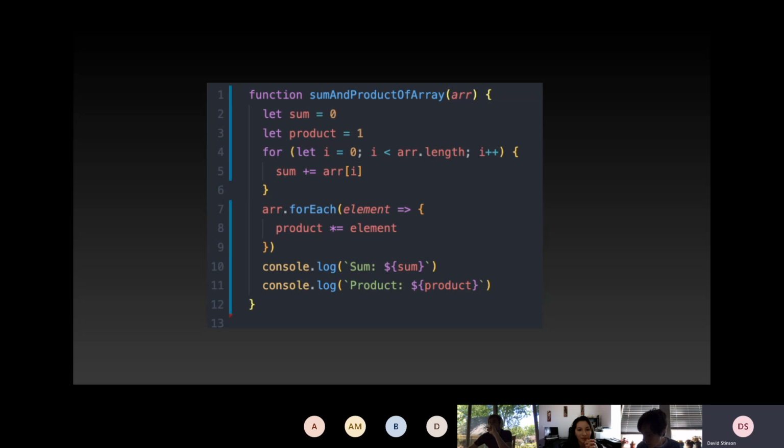Any guesses? Are those both O of n? Yes. So this is O of n. Do you know why? It's basically because the sum is not really dependent on the product, so the sum will run and then the product will run as well. So they're like 2 of the O of n ones. That's how I see it.